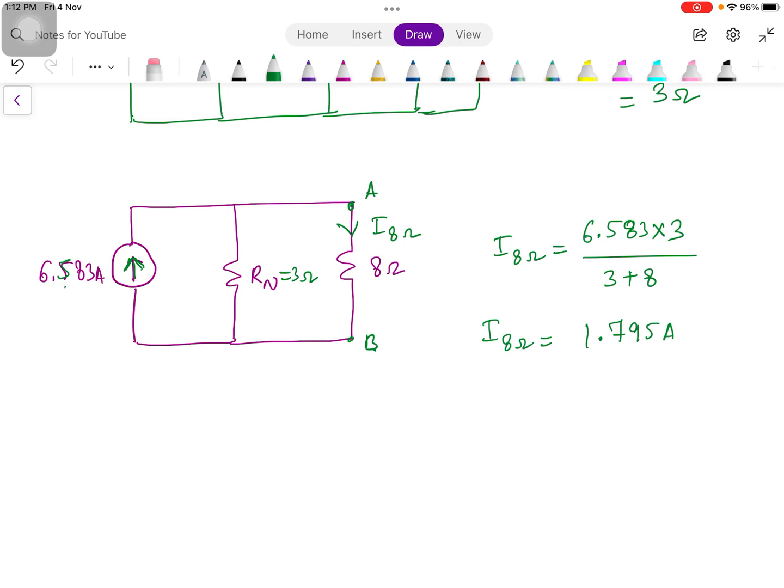In the next video, I will solve a few more problems on Norton's theorem, which will have circuits a bit more complicated than these two.